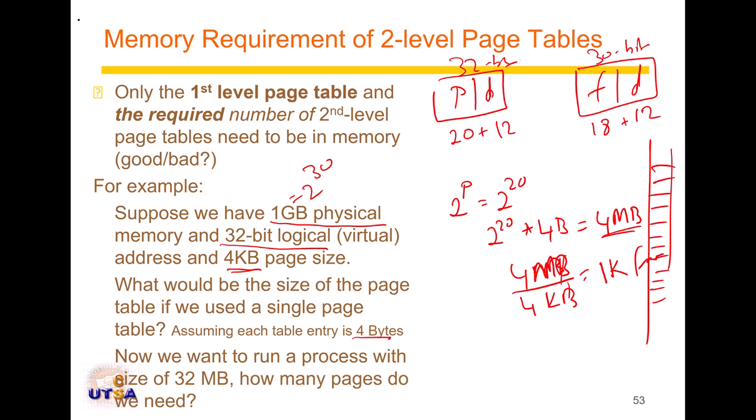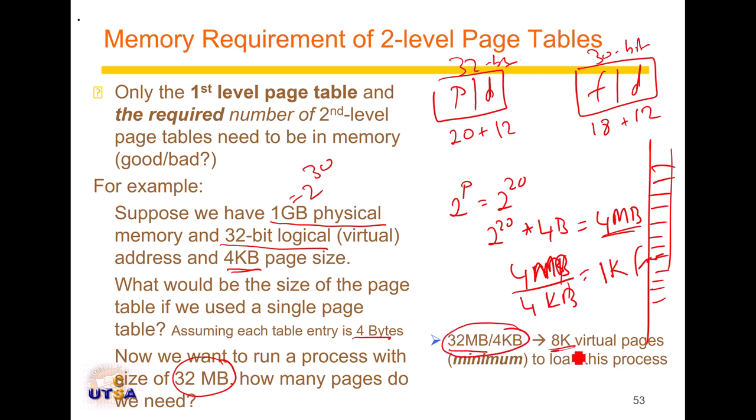Okay, so now in the next slide we will assume that the size of the process we are trying to run is 32 megabytes. So how many pages I need for the program itself and how many pages I need for the page table, we will do those calculations. Okay, first of all, this process is 32 megabytes, and the size of each frame or page is 4 kilobytes. So by dividing these two numbers, I can figure out that I need almost 8,000 virtual pages at least just to maintain this process.